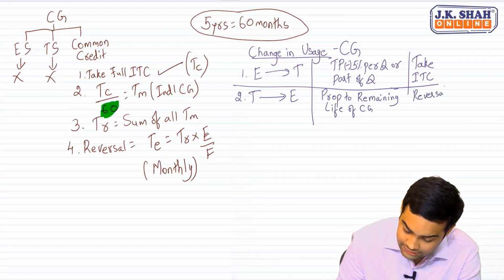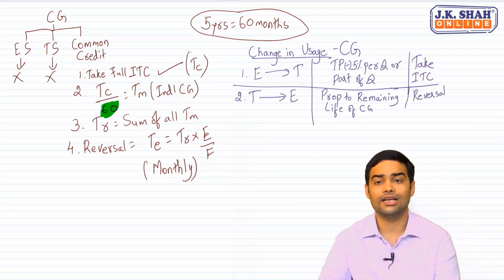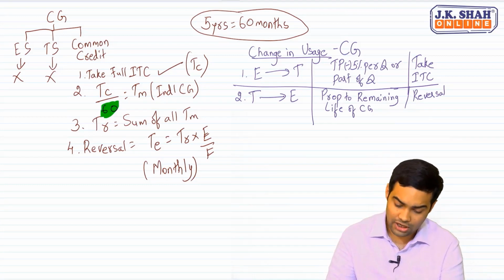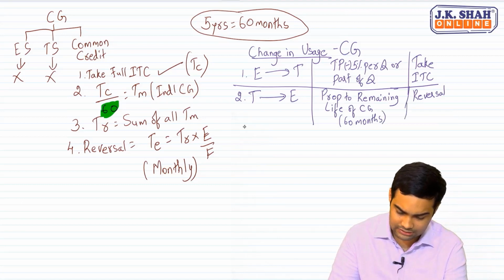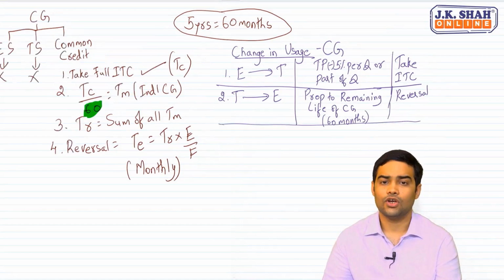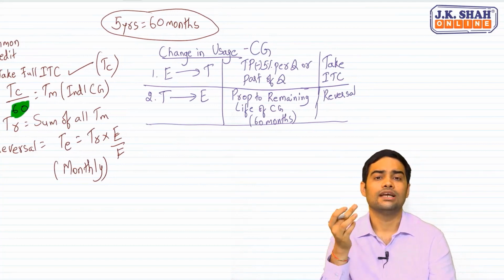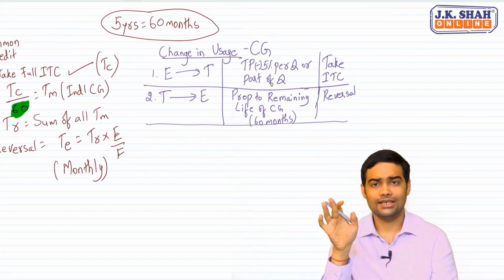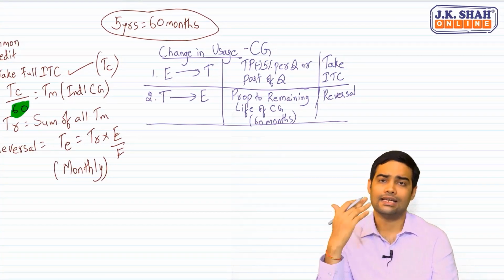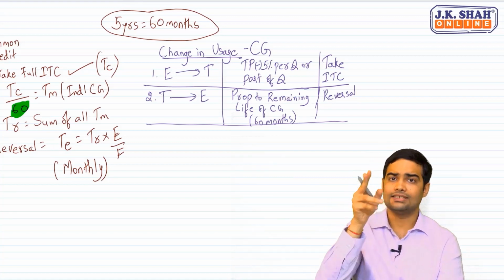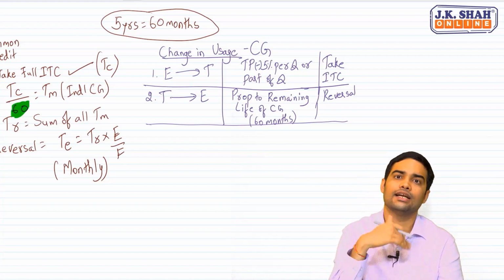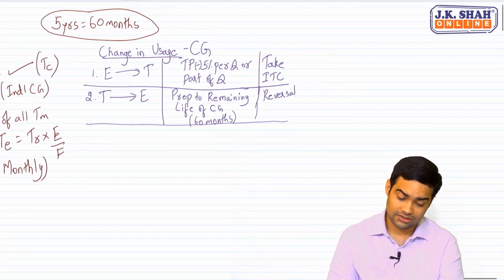And remember one thing, whenever you do proportionate to remaining life, it is based on a monthly basis. That means life is considered to be 60 months. So based on that 60 months, you have to first find out how much life has been exhausted. The balance has to be reversed. Clear with this much? Yes. So exempt to taxable, you get ITC. Taxable to exempt, you have to do a reversal.